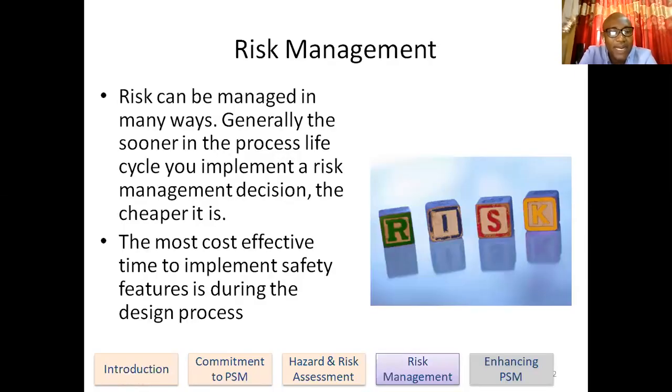Risk can be managed in many ways. Generally, the sooner in the process life cycle you implement a risk management decision, the cheaper it becomes. So the most cost-effective time to implement a safety feature is during the design process. So when you want to put a risk management practice in place in a procedure or in a process, the best option is to do it at the beginning, when you are designing the process.